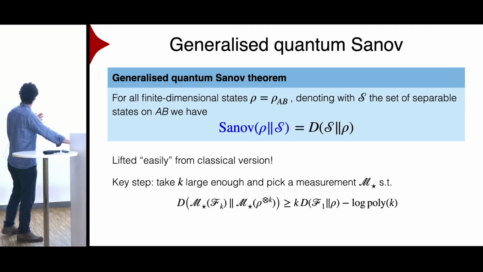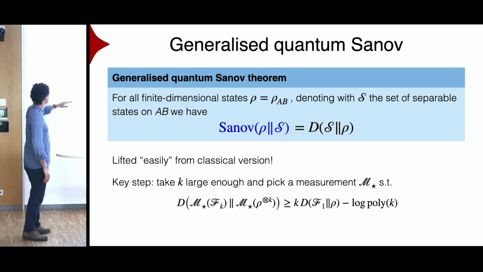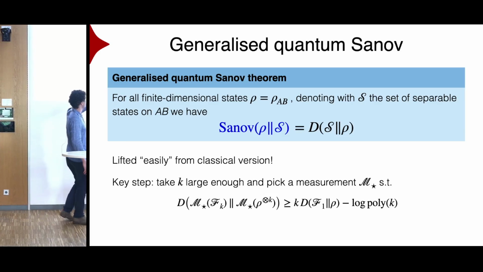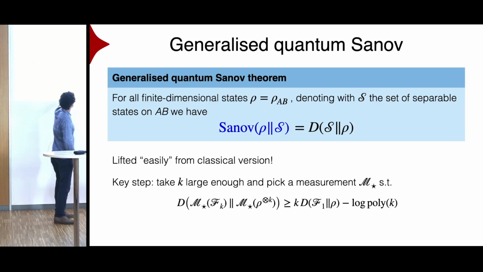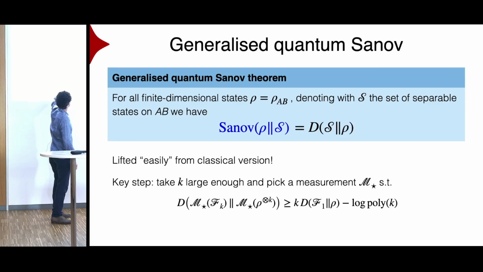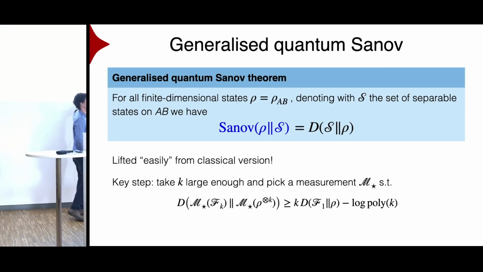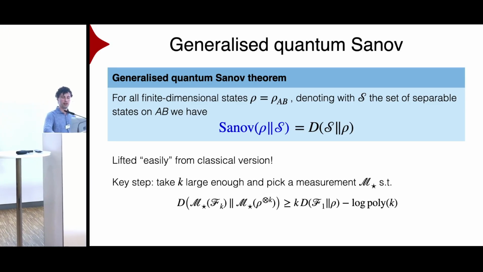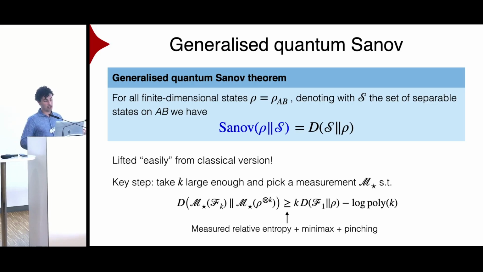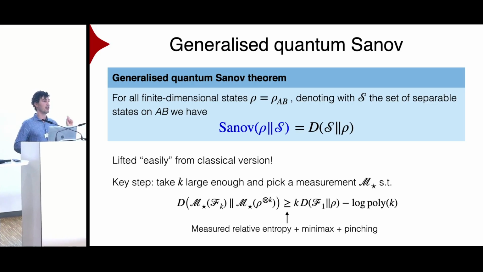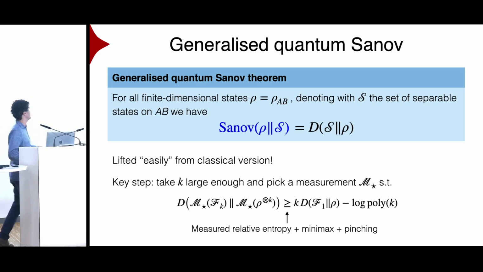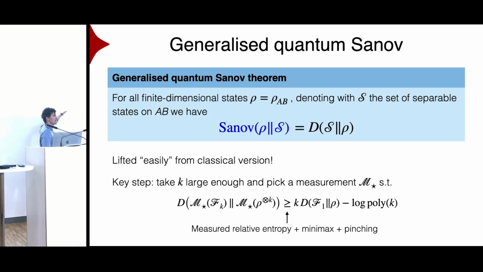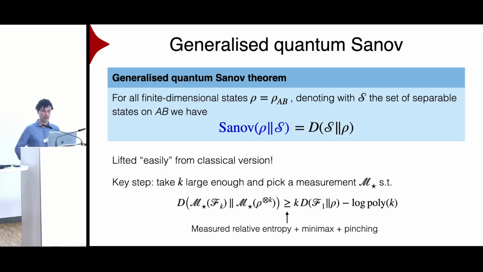So the key step is to take a large K and a measurement so that the reverse relative entropy measured on K copies is essentially equal to K times the unmeasured reverse relative entropy on one copy. And this is possible by introducing a measured relative entropy, using a minimax theorem, and then pinching. Right? Those who know log poly will have recognized this comes from pinching. Okay, in this way you deduce the quantum from the classical.